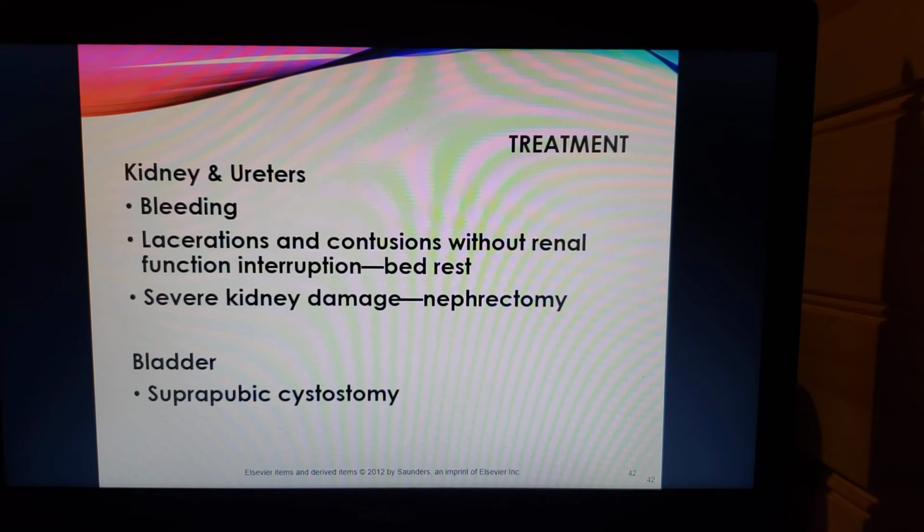For bladder, they will implement a suprapubic cystostomy, or that's a suprapubic catheter.